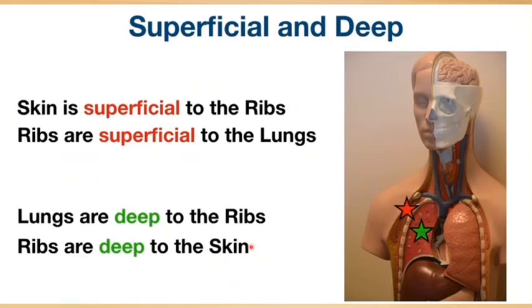Again, the skin is superficial to the ribs because you encounter the skin before you encounter the ribs. The skin is closer to the surface of the body. Now, in comparing the ribs and then the lungs, the ribs are closer to the superficial surface than the lungs. In using the term deep, the lungs are deeper than the ribs, because the ribs are closer to the surface of the body.